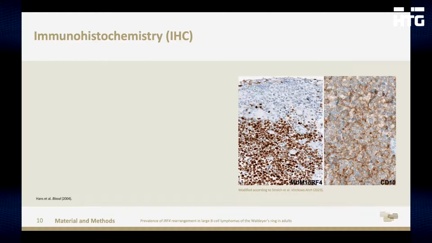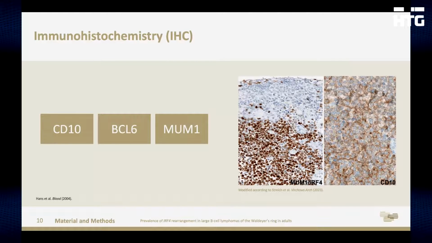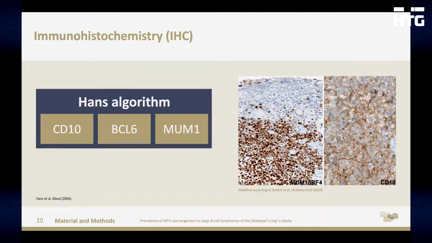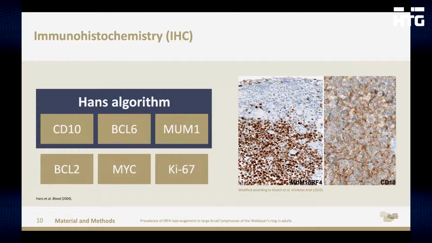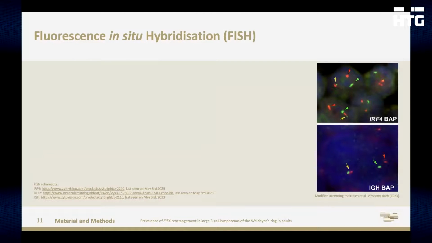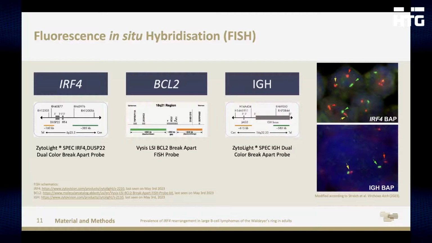As a first step after the inclusion of the cases, we performed several immunohistochemical analyses, including CD10, BCL6, and MUM1, forming the Hans algorithm, which is a surrogate marker for the cell of origin. And furthermore, we examined the immunohistochemical status of BCL2, MYC, and Ki67. Next up, all cases underwent comprehensive fluorescence in situ hybridization, or FISH, analysis using IRF4, BCL2, and IgH gene probes provided by Cytovision and Abbott Molecular.